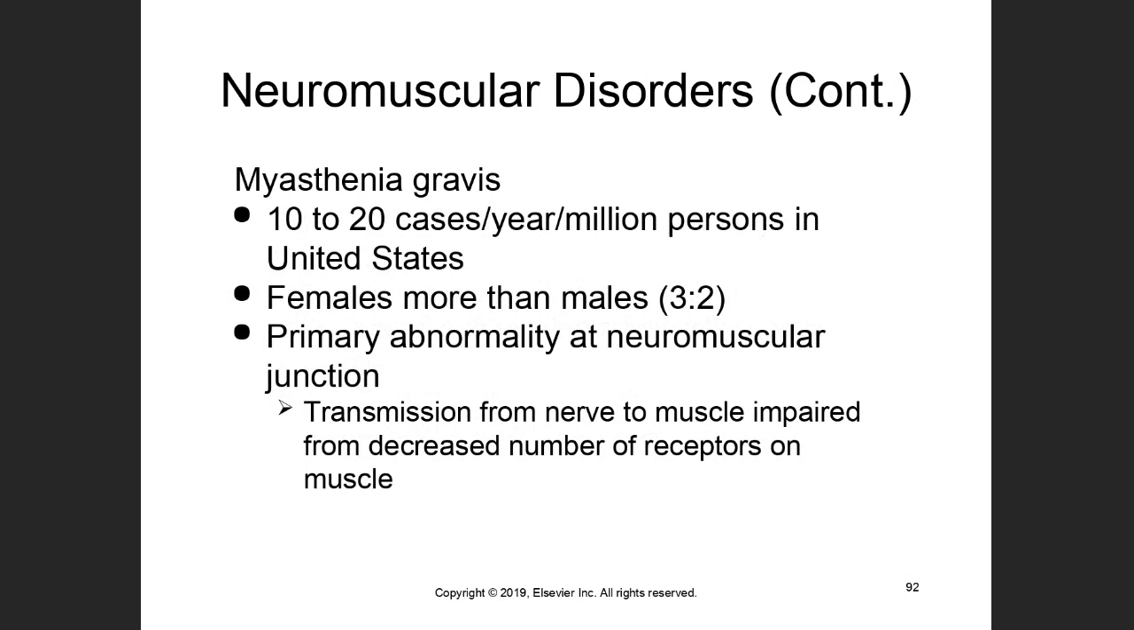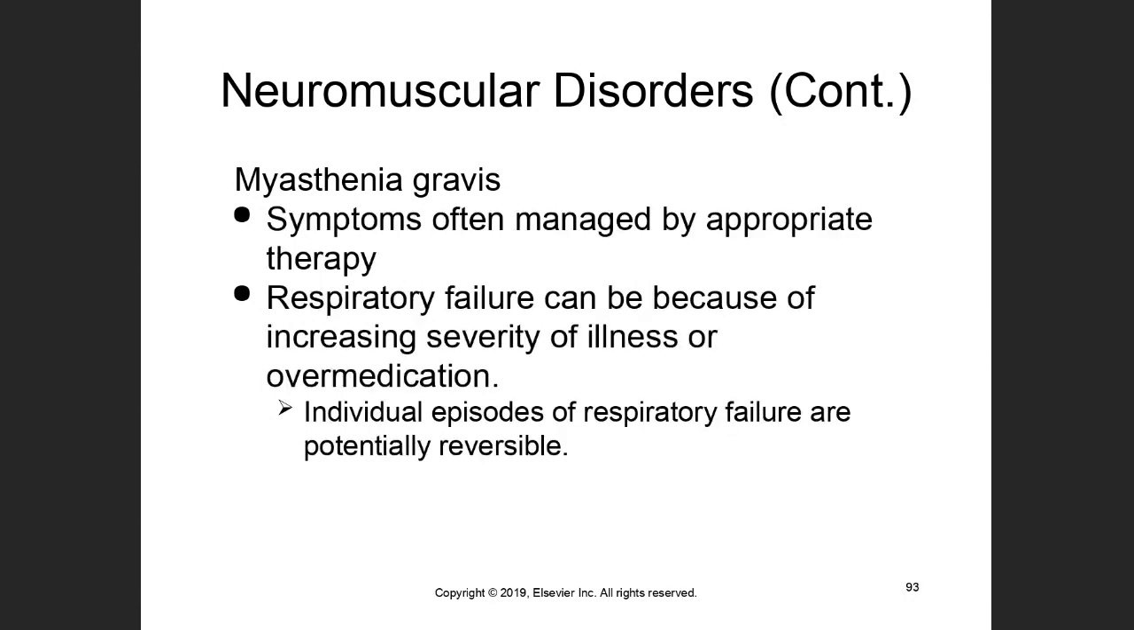Myasthenia gravis, more common in females, those are some statistics. This is special: it is in the neuromuscular junction. In the neuromuscular junction, we have the acetylcholine receptor. Right there is the problem.